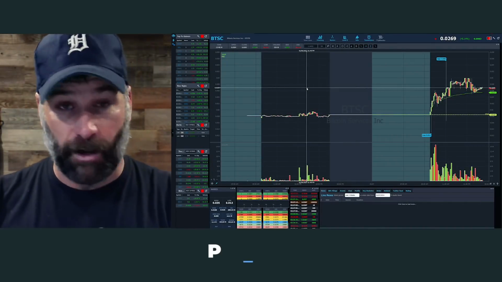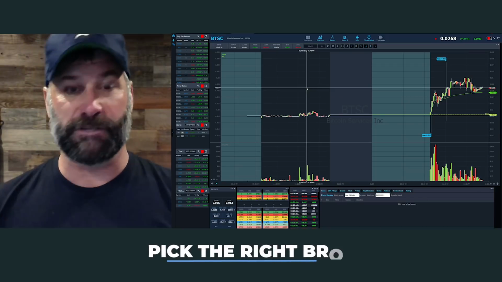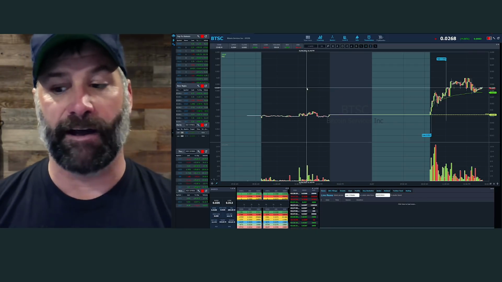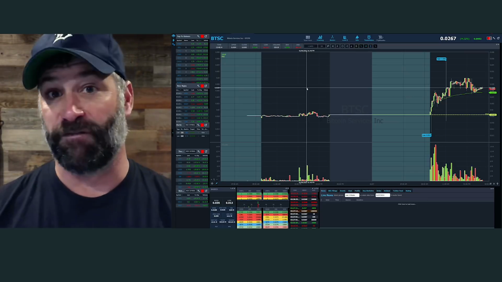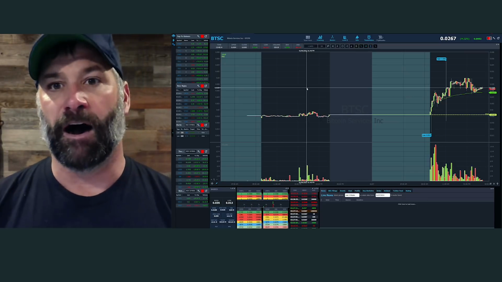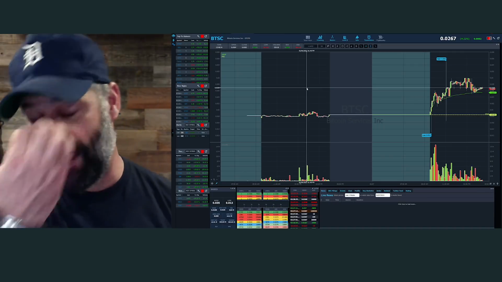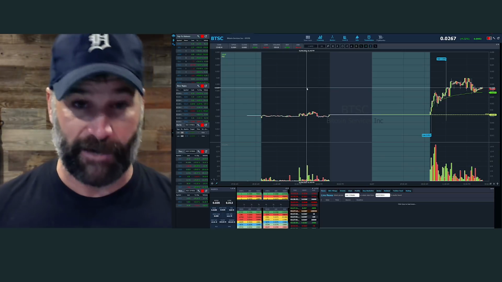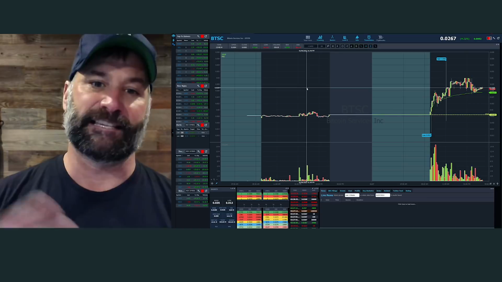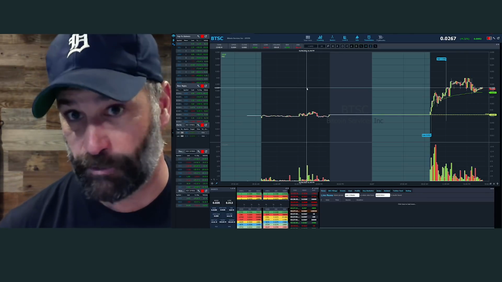Next thing to remember is pick a good broker. One of the greatest things about the post-2019 era is the majority of brokers now are free or very low commission. And shop around. I mean, there's pros and cons. There's benefits to free brokers. Obviously, free is always good. People love low price, but at the same time, you might not be able to trade OTCs.